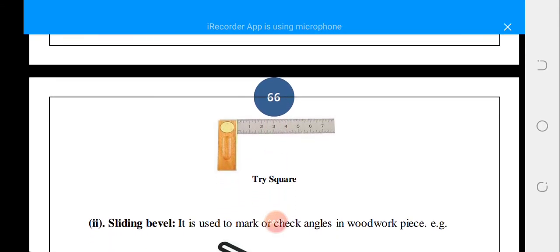And this is a tri-square. If you can see, it's like 90 degrees actually. If you bend it horizontally, you see that it is actually at angle 90.